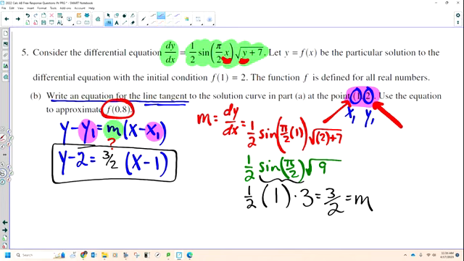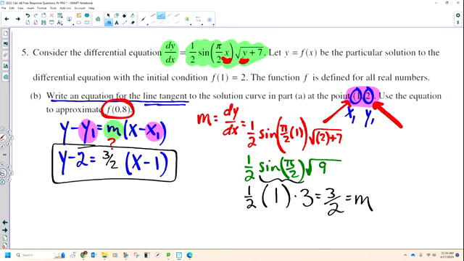Keep in mind, when they ask us for f of 0.8, they're really saying when x is 0.8, what's my y value? So the first thing I'm going to do here on my equation is add 2 to both sides just to get y alone, because that's what I'm solving for. All right? y equals 3/2 x minus 1 plus 2.